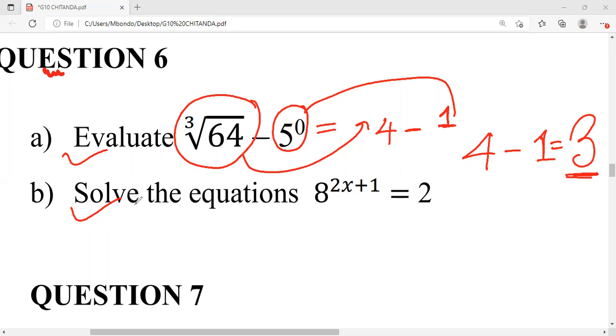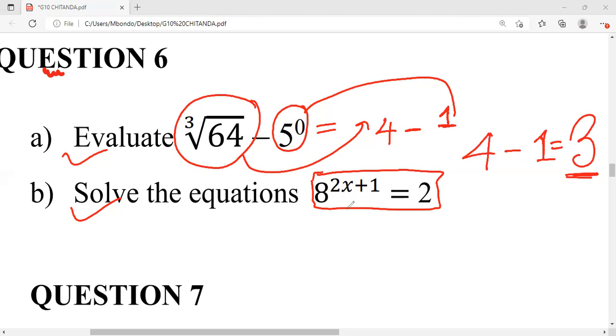Then we have the second one here. Solve the equation. Here is the equation. So such equations are equations that are associated with indices or indicial equations. So what we are supposed to do, there are rules here. What we are supposed to do is to generate the common base. Then when we have the common base, we can now equate the indices.